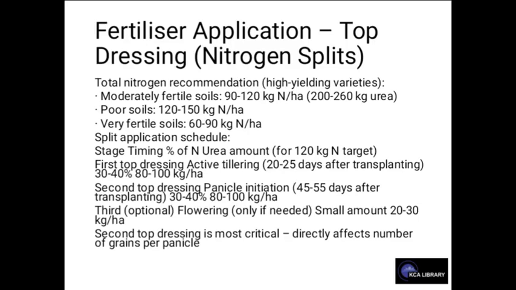Split your nitrogen into 2 or 3 applications. First, top dressing at active tillering, 20 to 25 days after transplanting. Apply 30 to 40% of your nitrogen. Second, top dressing at panicle initiation, 45 to 55 days after transplanting. Another 30 to 40%. This second top dressing is the most critical because it directly affects the number of grains per panicle. Third, a small application at flowering only if needed. It is optional. Mark these days on your calendar.